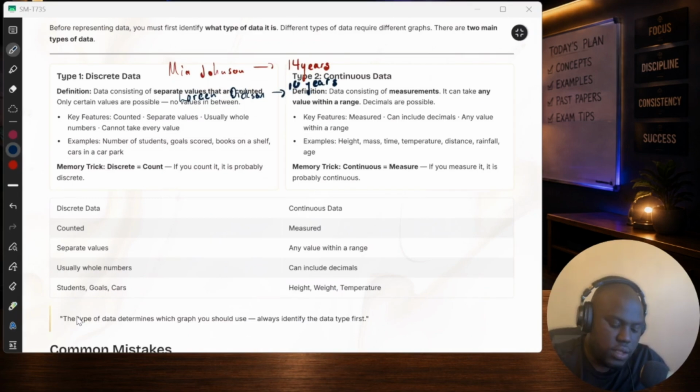This type of data that you're collecting, we will need to know what type of data it is. Before representing data, you must identify what type of data were we collecting. Because you'll be collecting different types of data.